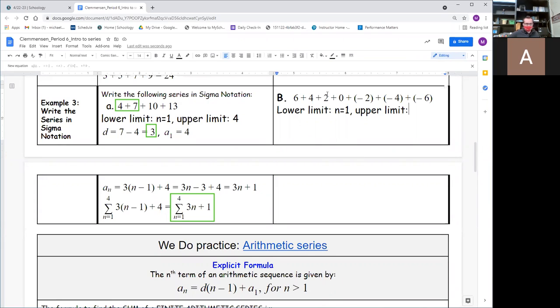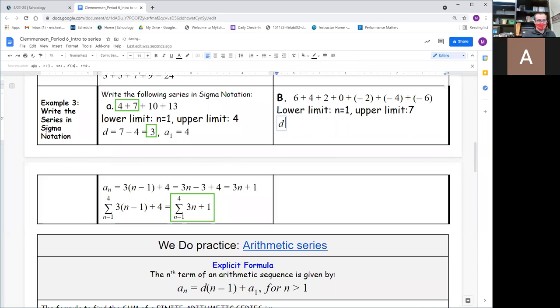It's a good answer. Not getting very many answers in the chat, so I'm hoping that more people started doing stuff in there. My upper limit should be my number of terms right here. So I have 1, 2, 3, 4, 5, 6, 7 terms. So my upper limit should be 7. Just like before, we went through our lower limit, we went through our upper limit. Now we need to find our d.